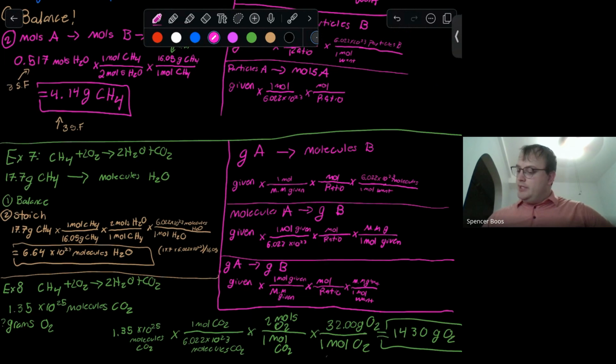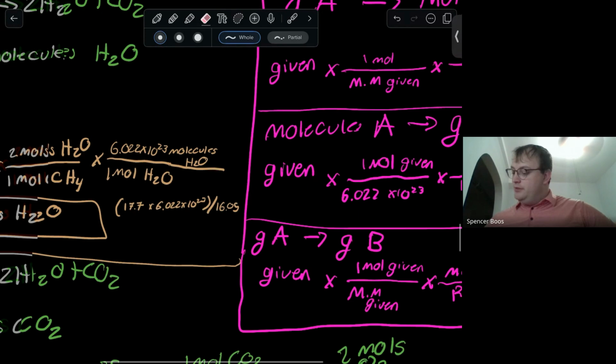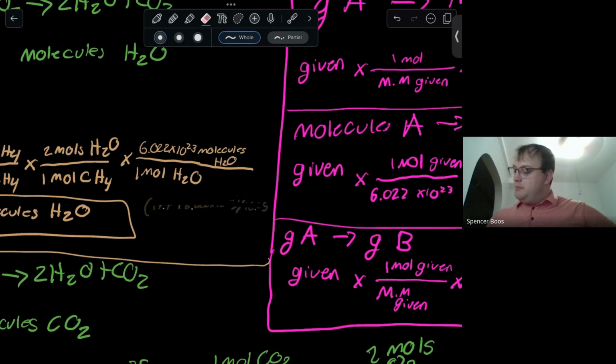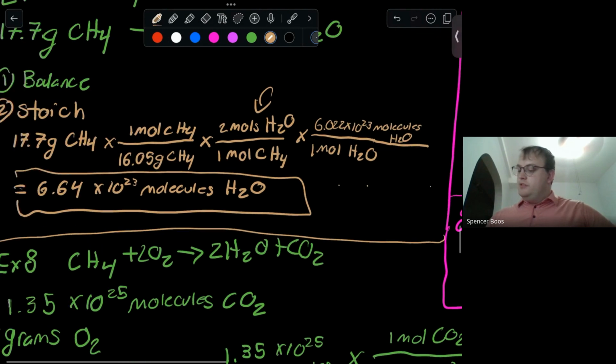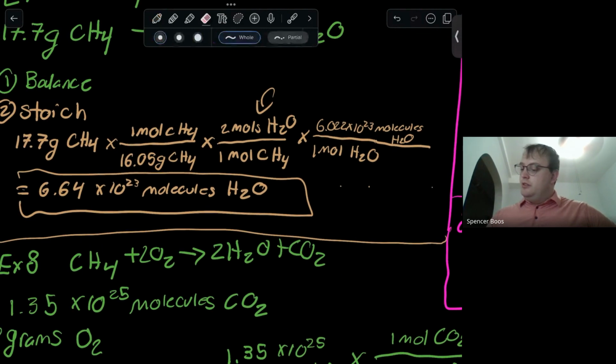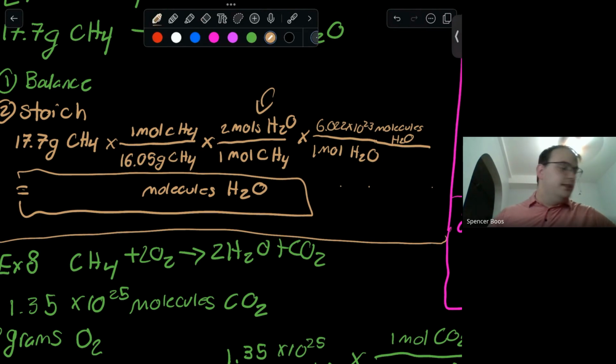For the person that pointed out the small error in this problem, you are absolutely correct. I missed multiplying by this 2 up here. So the actual answer for example 7 is 1.33 times 10 to the 24. Thanks for pointing that out.